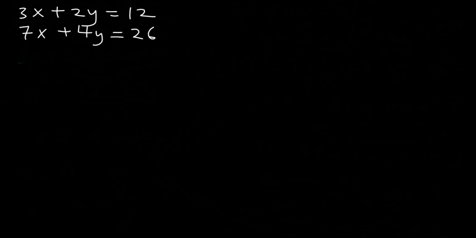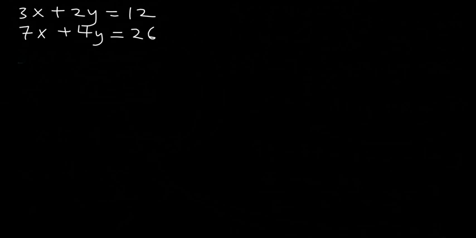We're going to learn about solving simultaneous equations by substitution method. Let's look at this example. We have 3x plus 2y is equal to 12 and 7x plus 4y is equal to 26. Let's find the value of x and the value of y using substitution method.